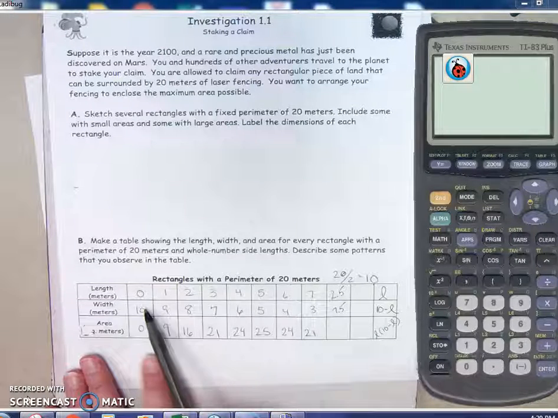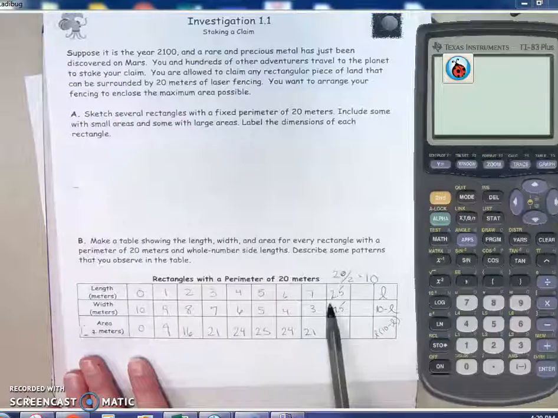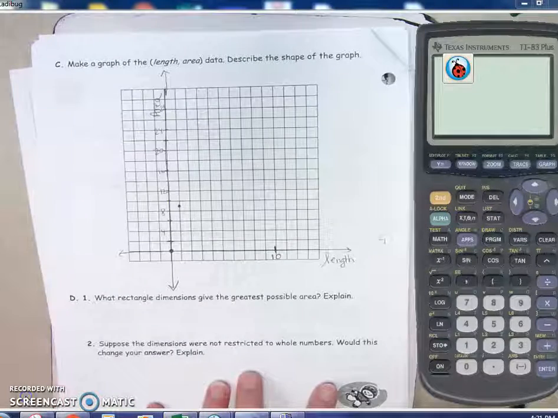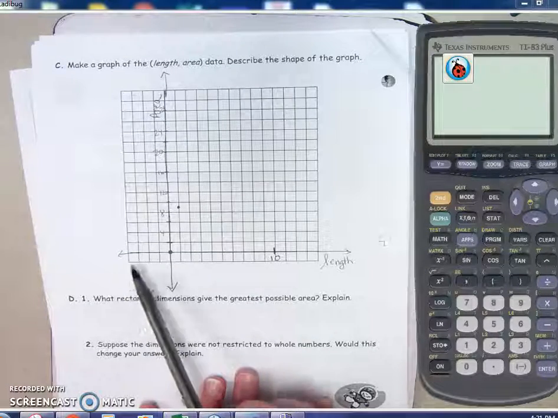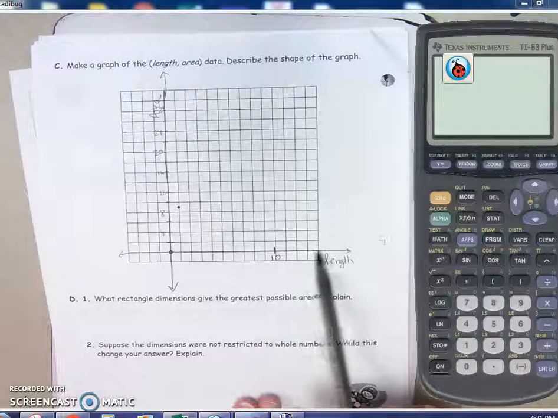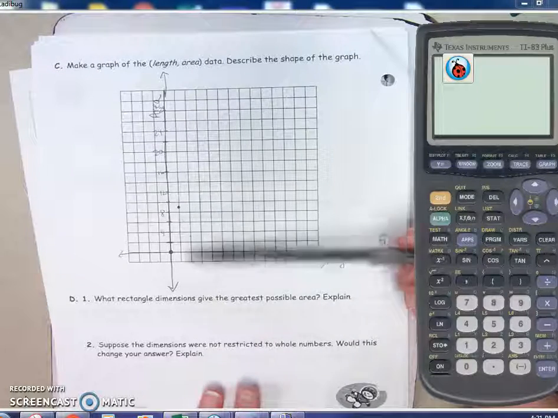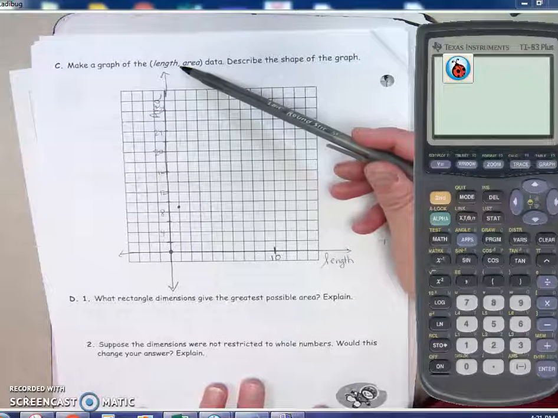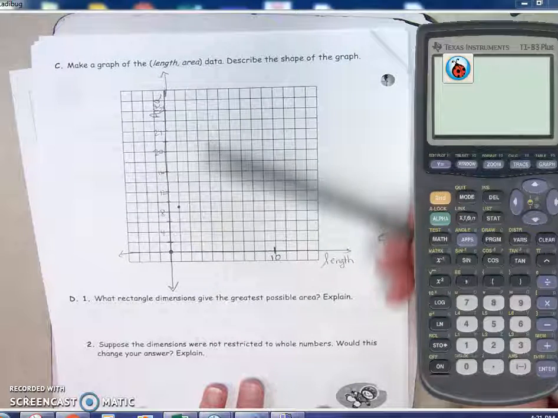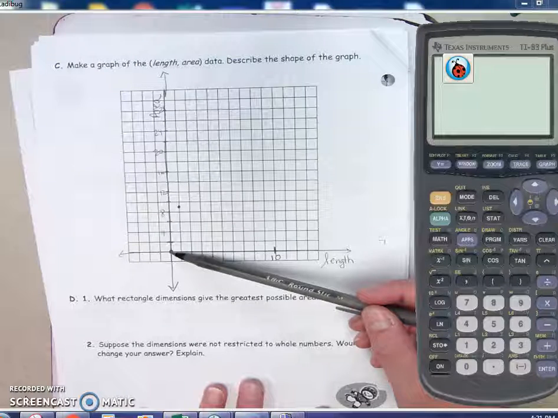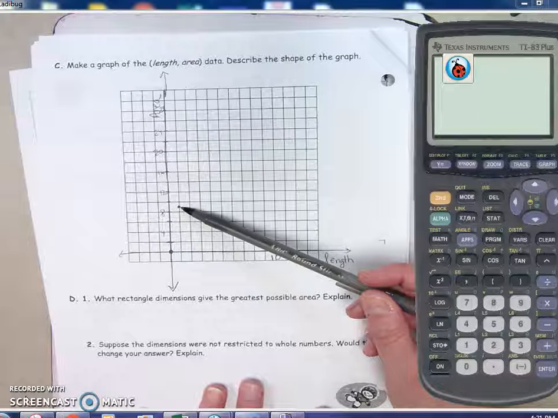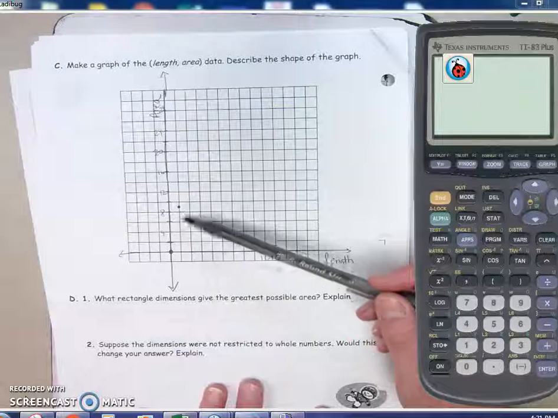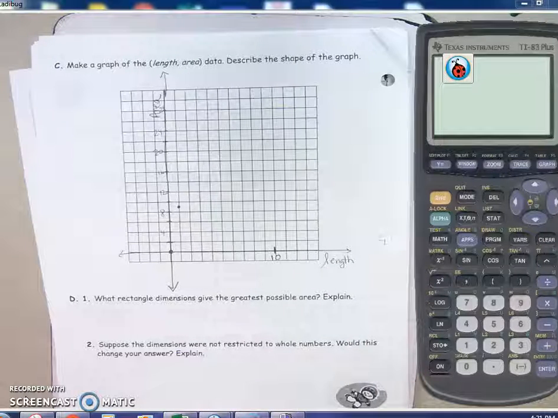What we're going to do now, though, is graph the values. So here's the graph that I had started, and you can pause the video after I give you some descriptions. We're going to put the length on the x-axis, and the area on the y-axis. I'm going to start with 0, 0, because if the length was 0, the area would be 0, and then if the length was 1, the area is 9. I'm going to continue making a graph and seeing the shape of the graph. So go ahead and make that graph and pause the video.